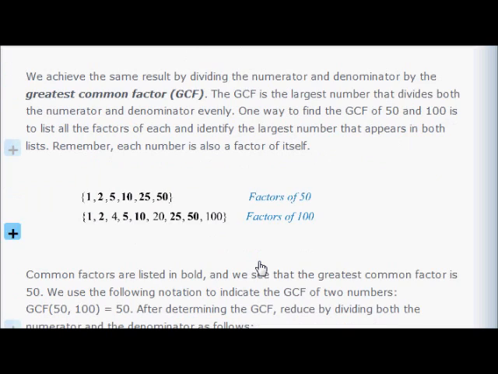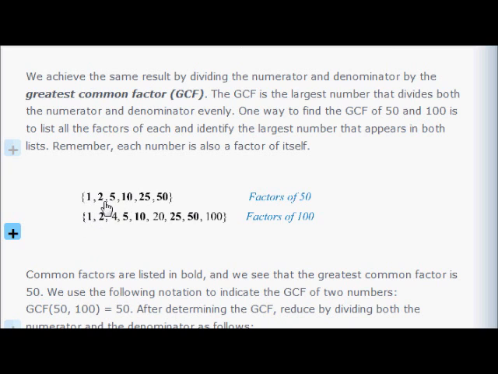And we get the same result by dividing the numerator and the denominator by the greatest common factor. The GCF. That's the biggest number that divides both numerator and denominator evenly. One way to find the GCF of 50 and 100 is to list all the factors of each number, meaning all the factors of 50, all the factors of 100, and then identify the largest number that appears in both lists. And remember, each number is also a factor of itself. So, 50 is a factor of 50, 100 is a factor of 100, 1's always a factor of everything.